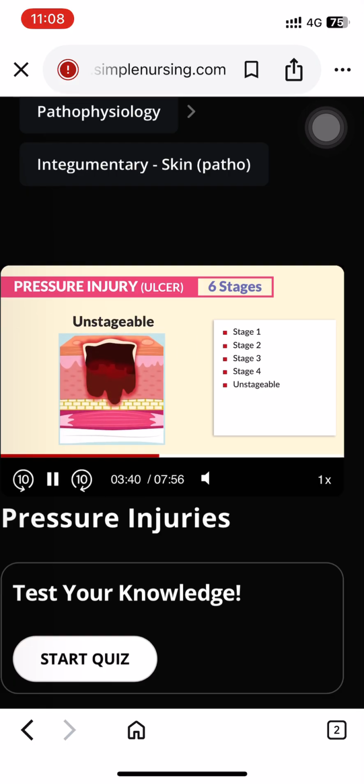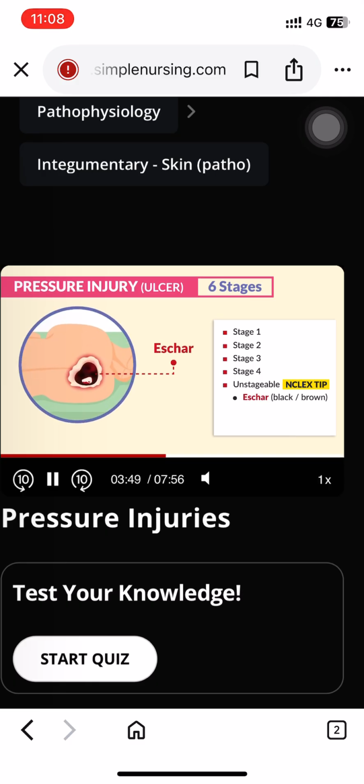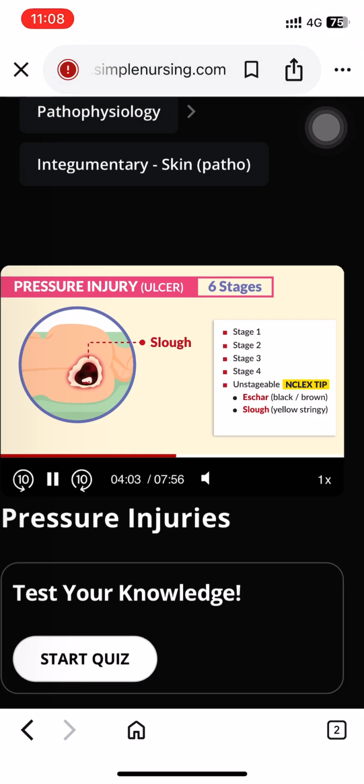Now the unstageable one, huge NCLEX tip here. We have full thickness skin loss with 2 key signs to write down. Eschar, which is known as black or brown dead necrotic tissue. So just think eschar is like coal because it's black or dark brown. And the second key term is slough, described as yellow and stringy. So I'd recommend writing these 2 down. Slough is that rubbery substance looking kind of like chicken skin. So think slough is like stringy chicken skin.